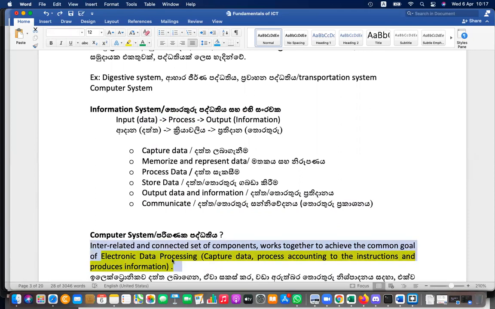So that's it. Now, since it is for data processing, since it is following the abstract model of information, it needs to capture, memorize, process, store, output, and communicate. Now you can tell the components needed to do that. To capture data in the computer, what do you need? The component you need to capture data. Yes, how do you take data in? Input. Input devices.